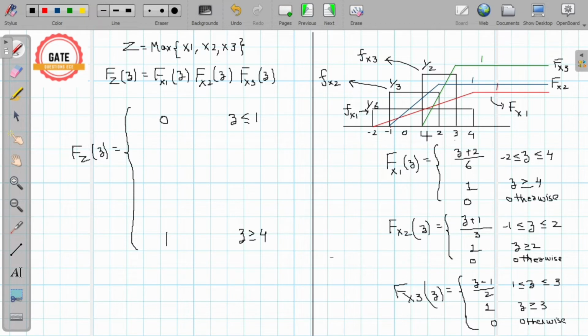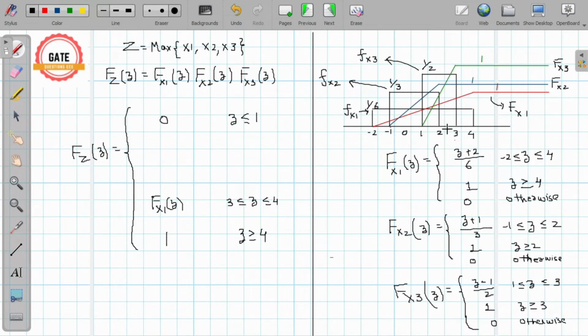So let's break this whole range from 1 to 4 into small sections. You can observe here that in the range 3 to 4, the CDFs of x3 and x2 are both 1. So the product of these two CDFs will be 1. So 1 multiplied by the CDF of x1 will be equal to the CDF of x1. So the CDF of z will be equal to the CDF of x1 in the range z greater than or equal to 3, less than or equal to 4.